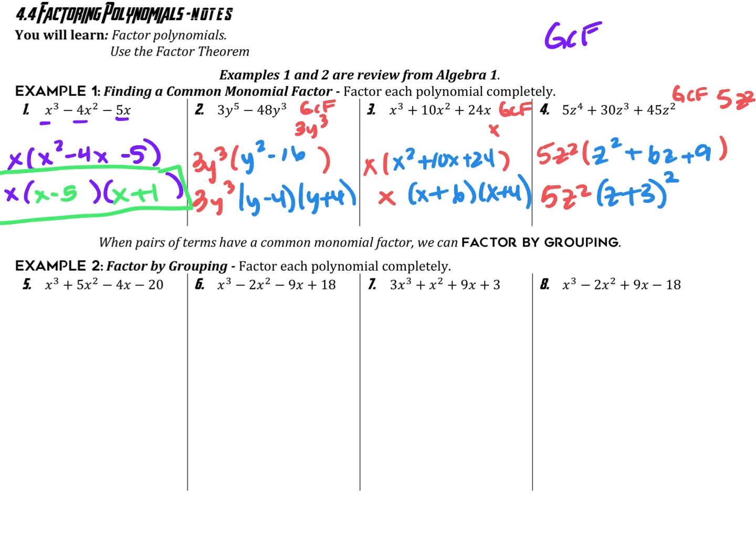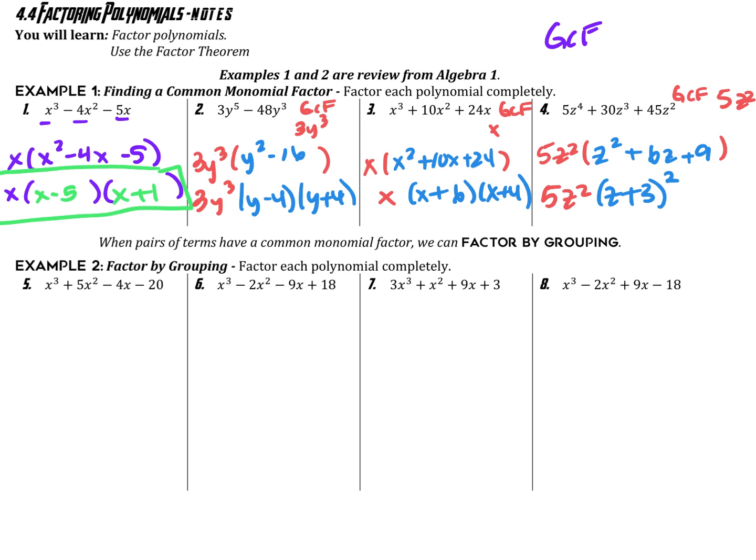So on number 2, we have a difference of squares in y squared minus 16. So that's going to factor to y plus 4, y minus 4 with that 3y cubed out in front. Make sure you keep the factors. We're not solving here, we're factoring. Solving is coming soon, fear not. But for number 3, we can factor an x out, and then we have x plus 6 times x plus 4. And on number 4, we can factor 5z squared out first. That's the greatest common factor, and we're left with z plus 3 quantity squared, or you could have that written as z plus 3 times z plus 3.